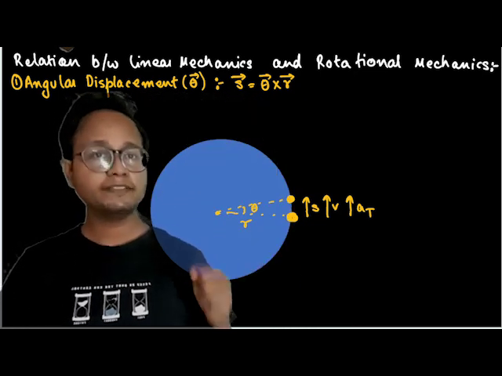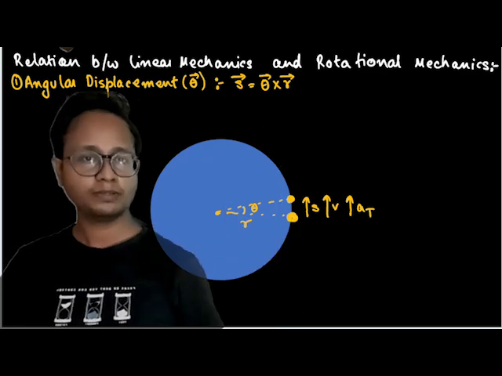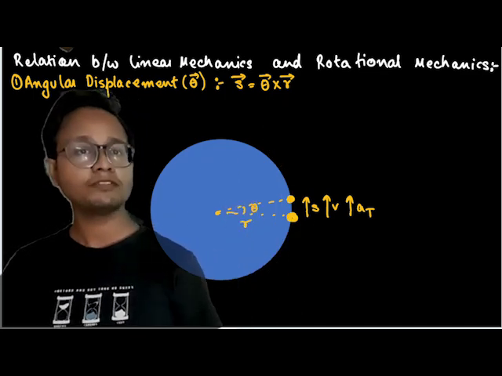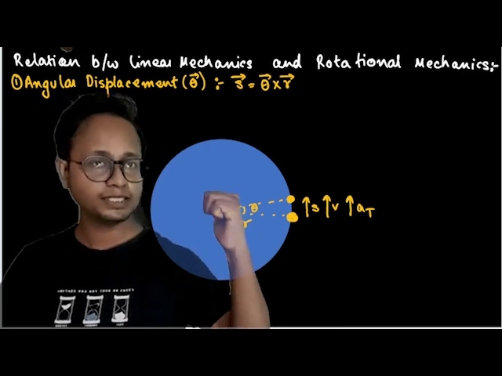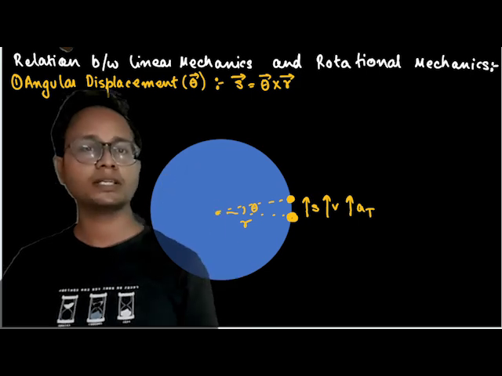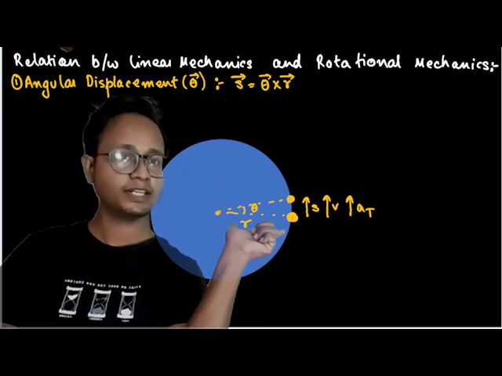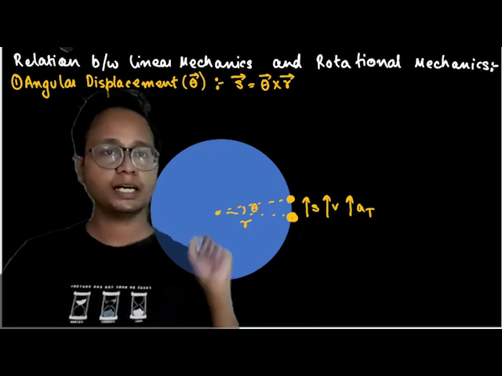The displacement vector is equal to theta vector cross r vector. If the body is rotating in this direction, I'm still using my right hand. What is the direction of the theta vector? The theta vector is in this direction. Since the displacement is theta cross r, the first vector is theta, the second vector is r, and the resultant displacement is in the upward direction.